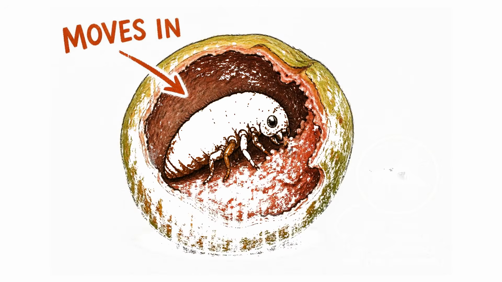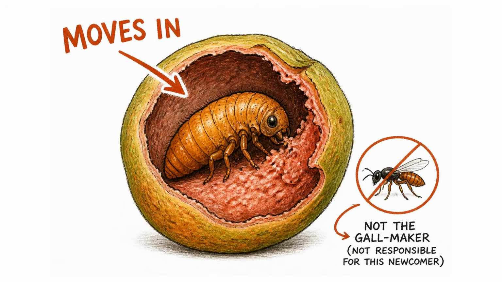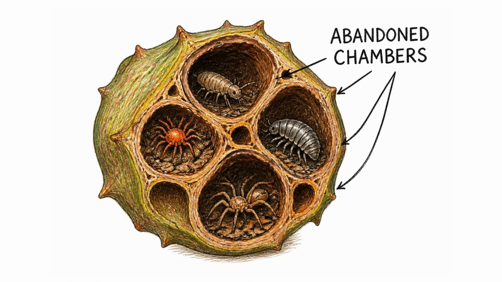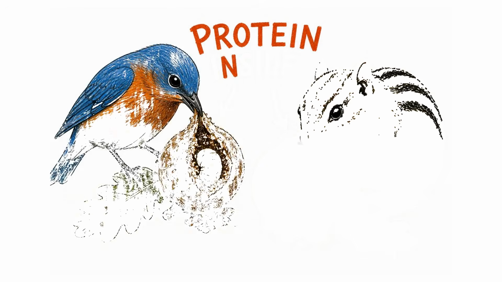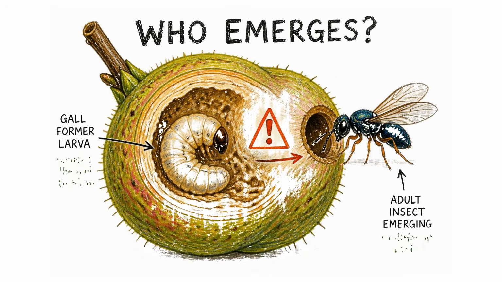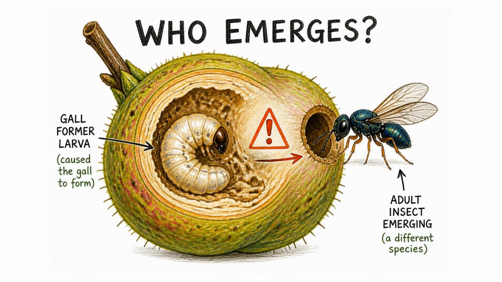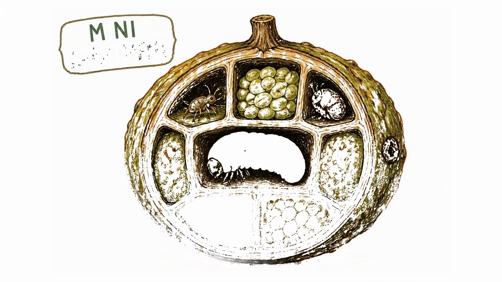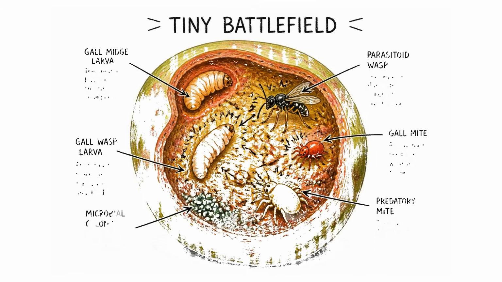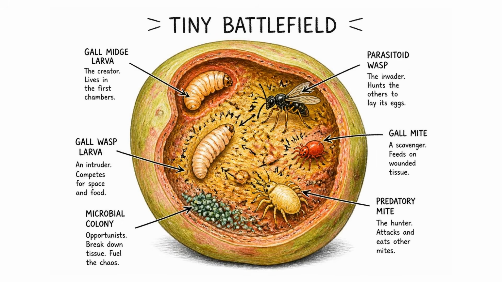Inquilins can move in and feed on gall tissue without having caused the gall at all. Other tiny arthropods may shelter in abandoned chambers. Birds or small mammals may tear some galls open for the protein inside. The insect that formed the gall is not always the insect that emerges from it. A single oak gall can become a miniature apartment building, a pantry, a trap, a refuge, and a battlefield, all inside a swelling smaller than a marble.